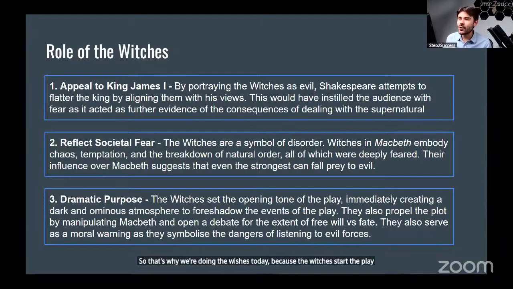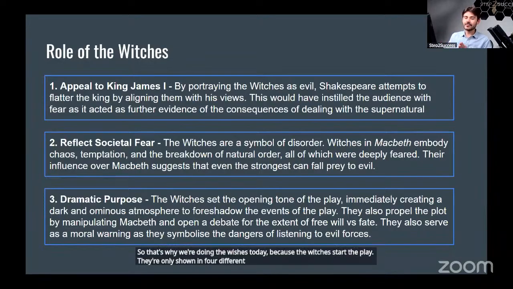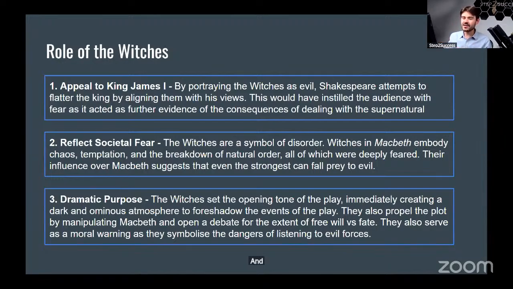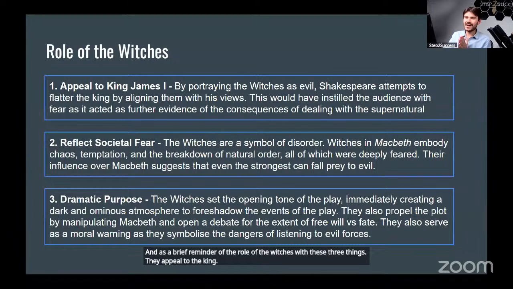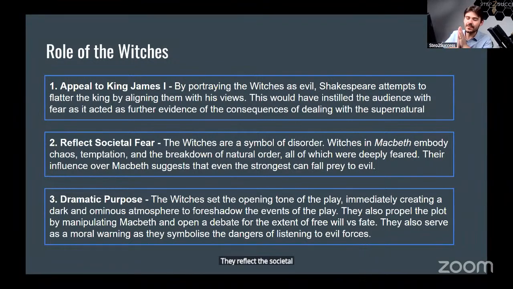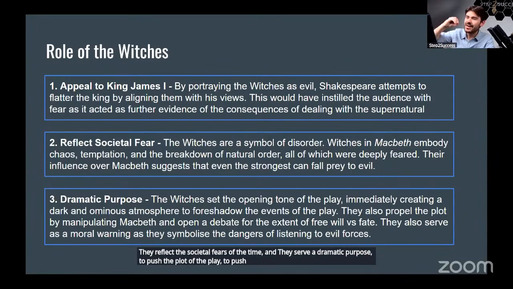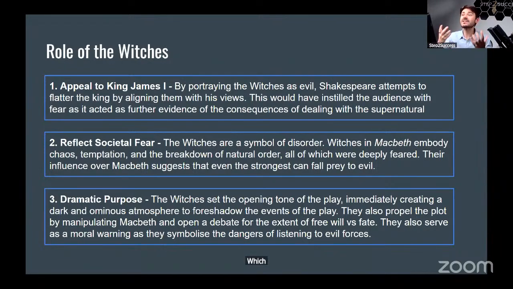They're only shown in 4 different scenes of the play. And as a brief reminder, the role of the witches was these 3 things. They appeal to the king, they reflect the societal fears of the time, and serve a dramatic purpose to push the plot of the play, to push Macbeth into doing evil things, which therefore leads to his fatal downfall. And they serve as a moral warning.